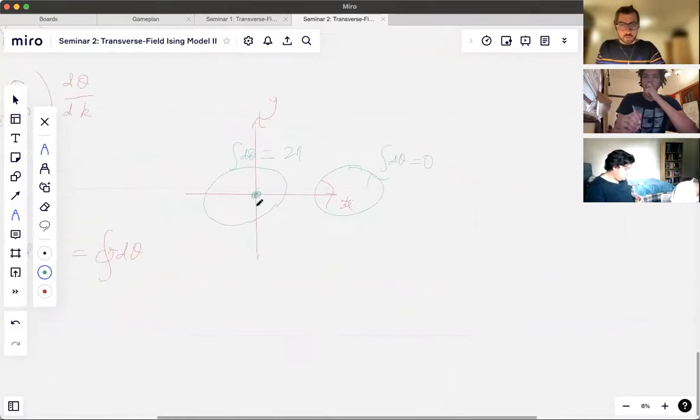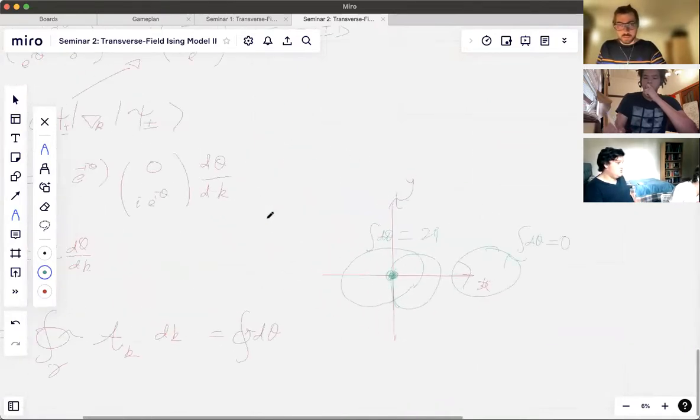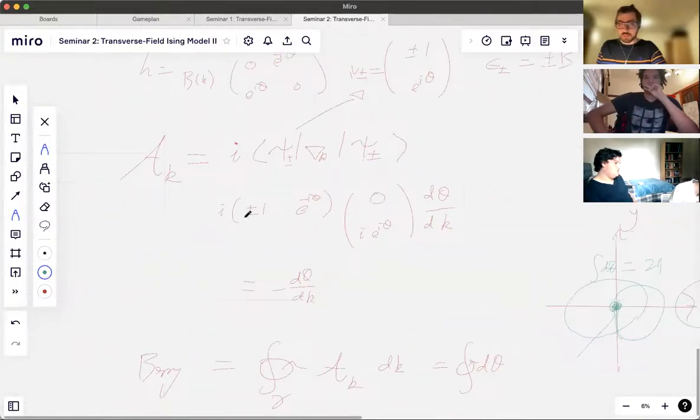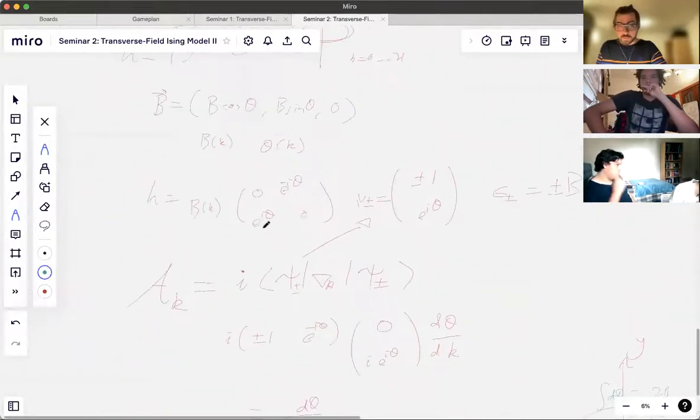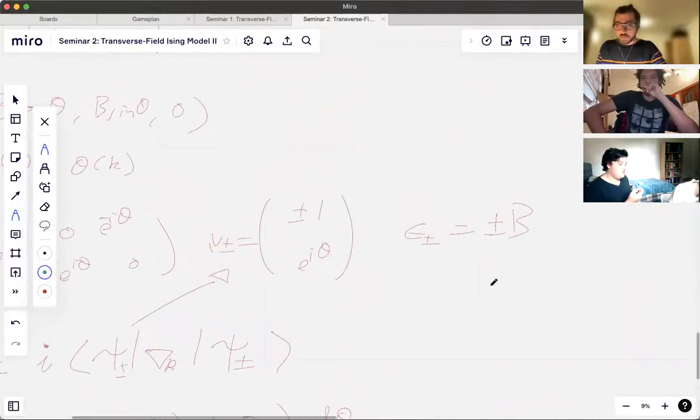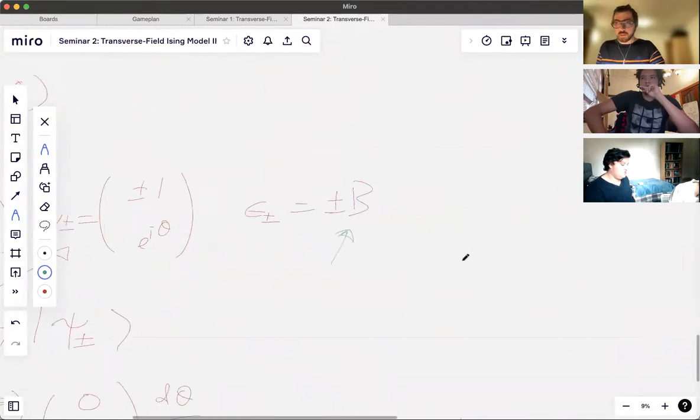And then there's the critical value where it goes through the origin, where it's undefined. The reason for that being that at that point, when the effective magnetic field is 0, these two energy values become degenerate. And so the whole formalism around the Berry curvature breaks down.